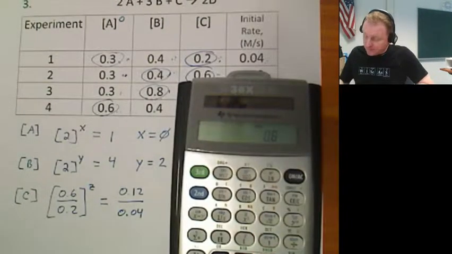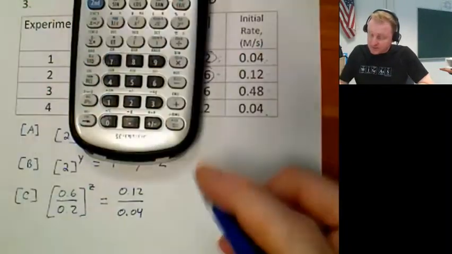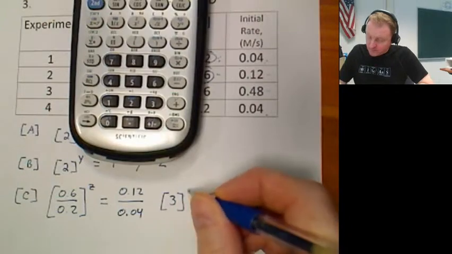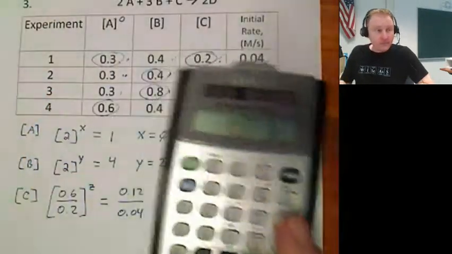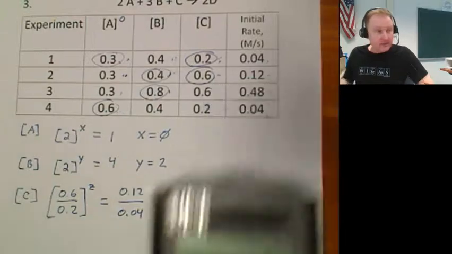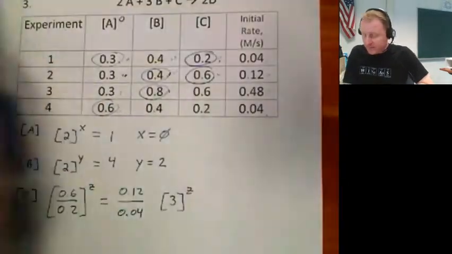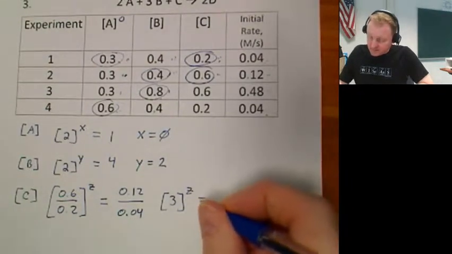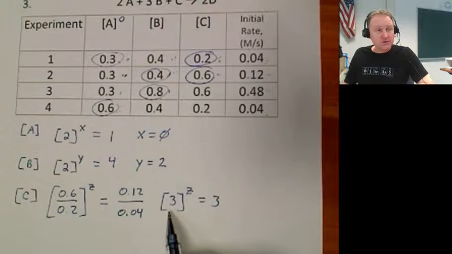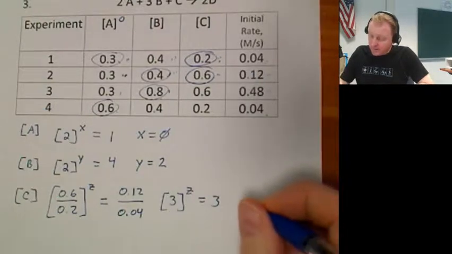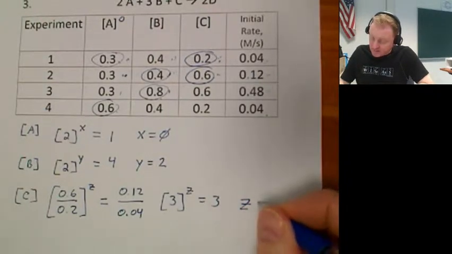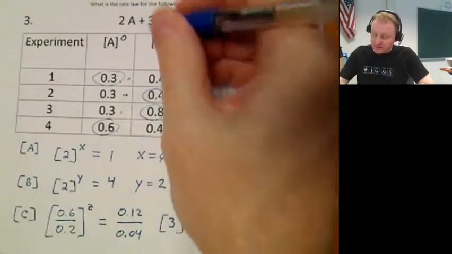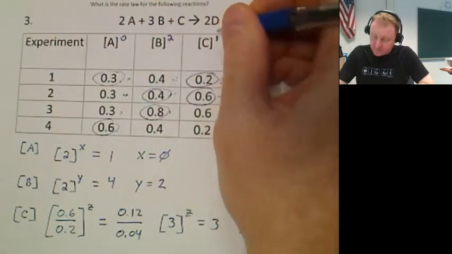0.6 divided by 0.2 is 3. So the concentration changed by a magnitude of 3, and it's raised to some power. And the rate of the reaction went up, and you can see that's also 3: 12 divided by 4 if we move the decimal place over twice for both of them. So that's also 3. So as the concentration tripled, so did the rate of the reaction. Therefore, this is a first order reactant. 3 to the first power is still 3.